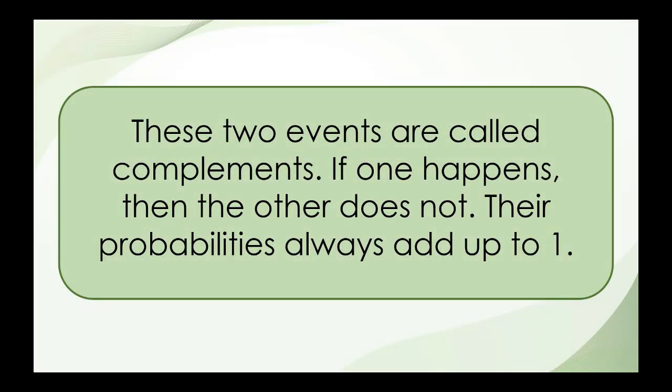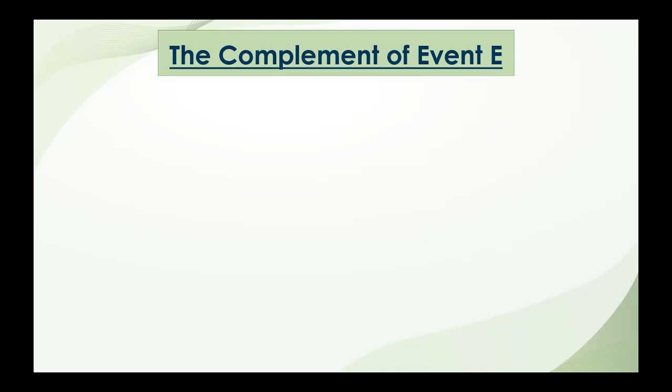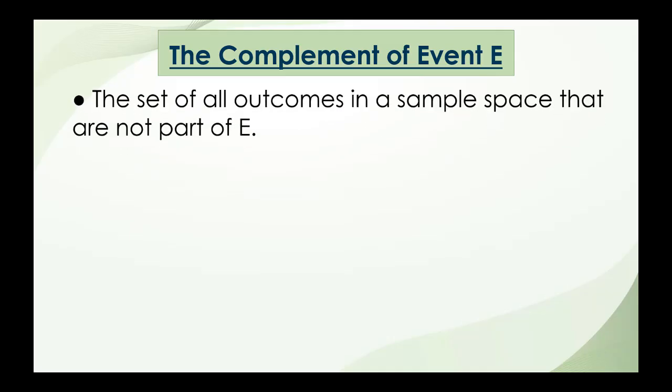If one happens, the other doesn't. And their probabilities always add up to 1. Right? Because if we drew a green marble, then we didn't draw a non-green marble. And if we drew a non-green marble, we didn't draw the green marble. Right? If one happens, the other didn't. So we have some rules for complements. So the complement of an event E is the set of all outcomes in a sample space that are not part of E.